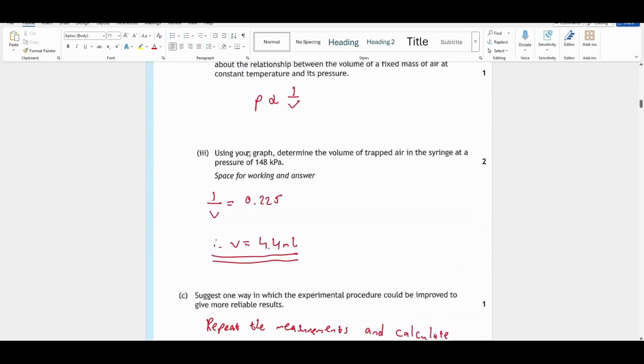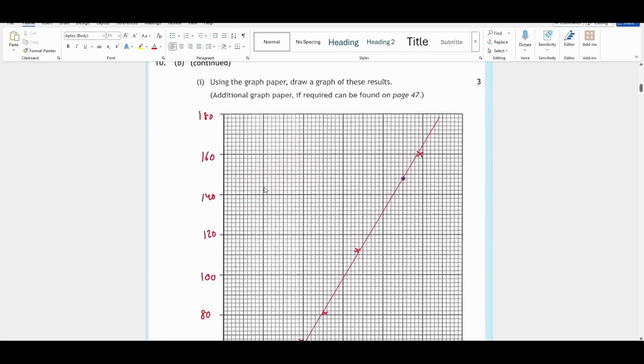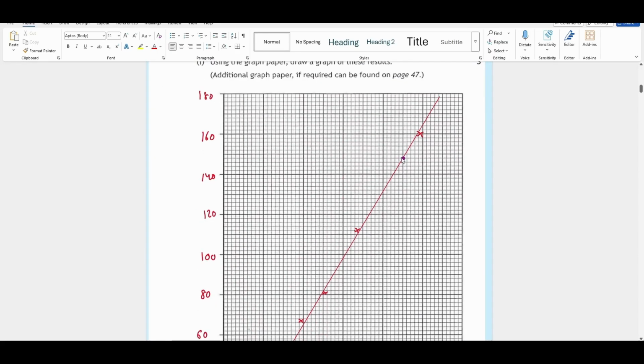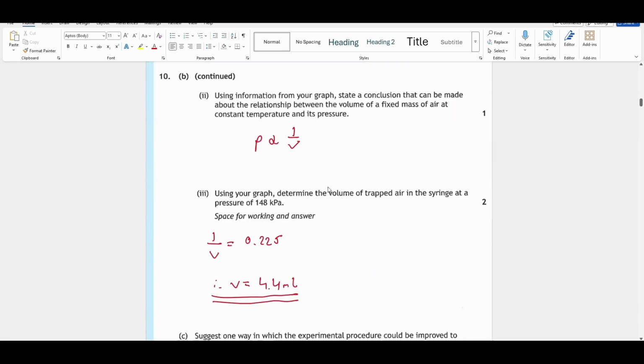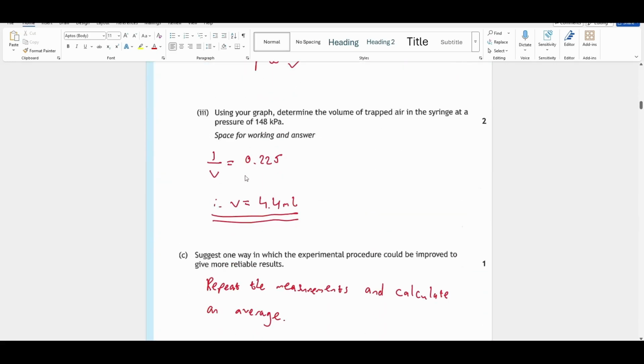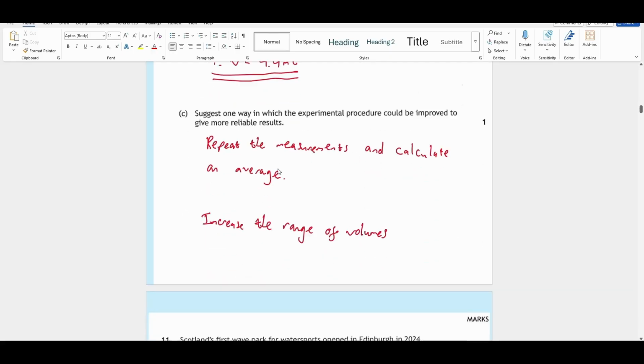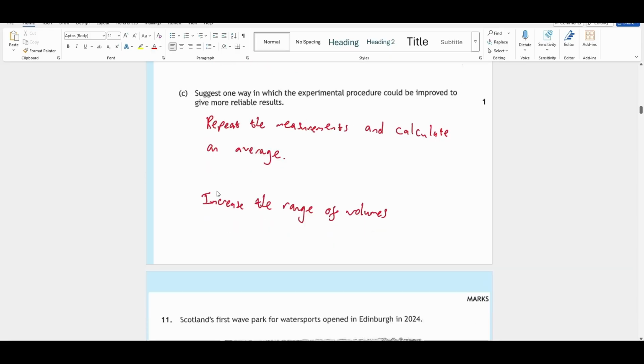And then you had to use your graph to determine the volume of trapped air at pressure 148 kilopascals. So you find 148 kilopascals, which is marked by this purple dot over here, and that corresponds to 0.225. So if you take the inverse of that, that becomes 4.4 ml. And one way the experimental procedure could be improved is to repeat the measurements and calculate an average, or you could say increase the range of volumes used.